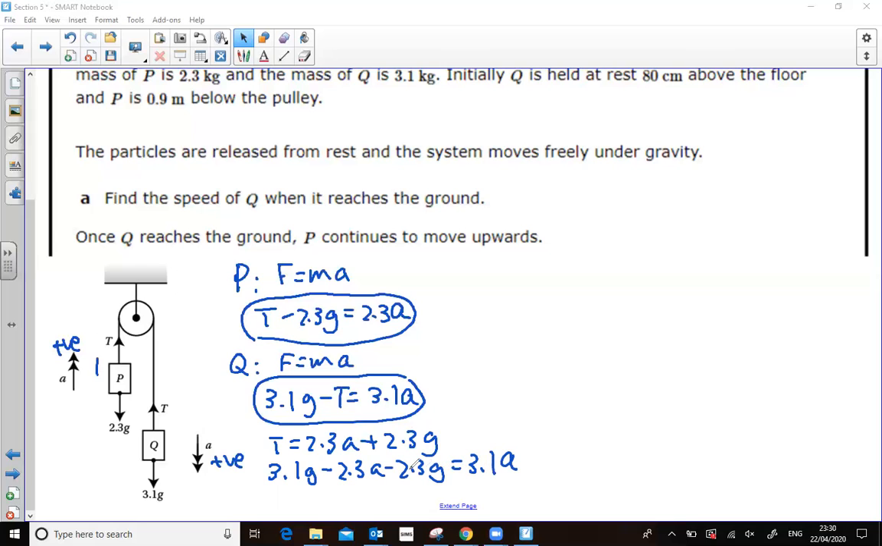So now we can move this 2.3A to the right hand side, so we have 3.1G take away 2.3G, which gives you 0.8G. So that equals 3.1A plus 2.3A, so that would be 5.4A. So using a calculator, replace G with 9.8, and you will get your acceleration A equals 1.45 meters per second squared.